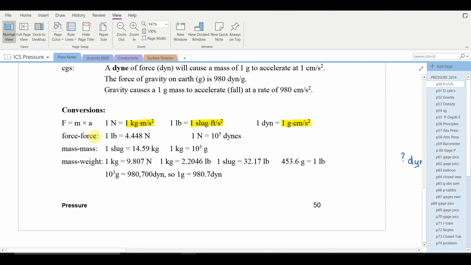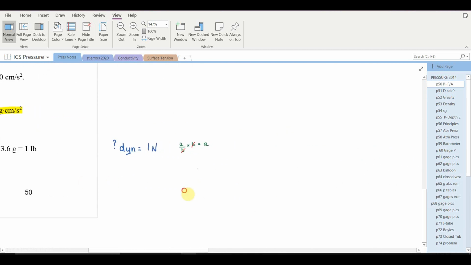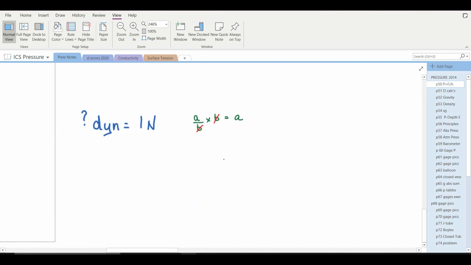Some force-to-force conversions. A pound is 4.448 newtons. So a newton is a relatively small force, and a newton is 10 to the 5 dynes, and so dynes are a really small force. Actually, I'd like us to convert right now, get some practice with that. Let's convert, and how many dynes is 1 newton?